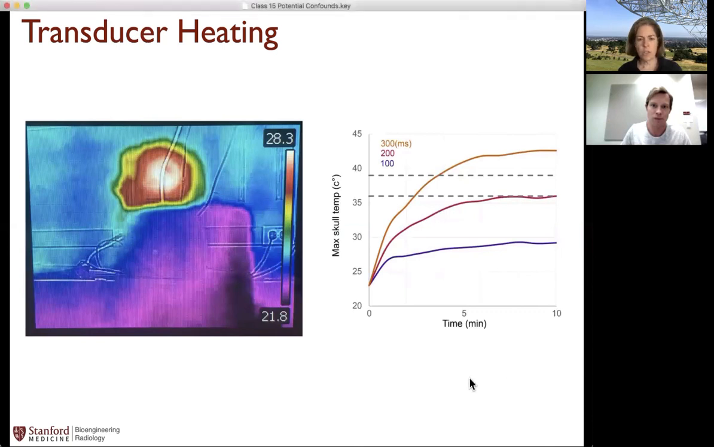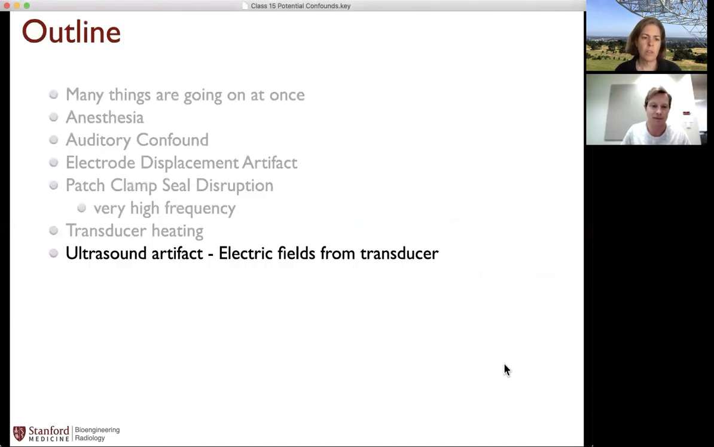Yeah, okay. So transducer heating is definitely something to be aware of. Plus it can damage the transducer. Okay, so the last one that we listed is this ultrasound artifact.